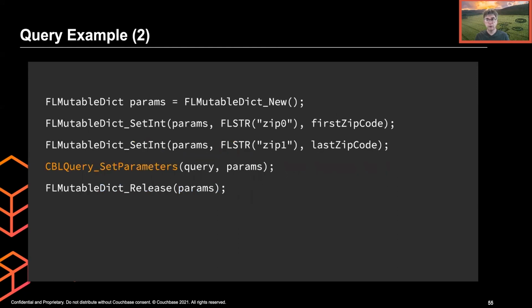So to call this query, we put some parameters in it, those $ sign values. And so first we need to set values for those. And we're going to use the Fleece API here to create a dictionary. First we create a new mutable dictionary. We store the first zip code and last zip code values in the zip0 and zip1 properties. And then we call CBLQuery_SetParameters to tell the query that those are the parameters.